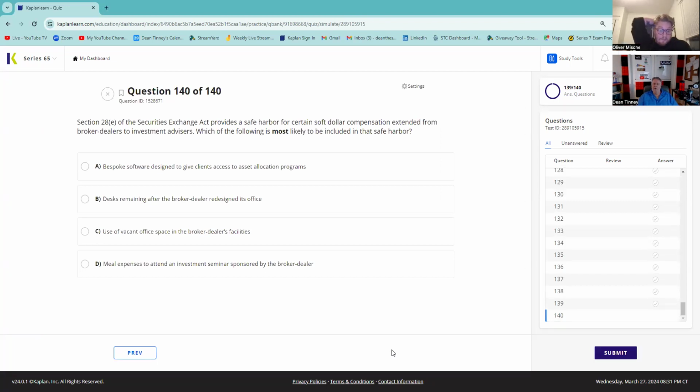SEC safe harbor soft dollar compensation, very testable. Which of them is most likely to be included in the safe harbor? One of the things the broker dealer can pay for, 3 of these things the broker dealer cannot pay for. A. Bespoke software to give clients asset... That looks pretty good. Desk remaining, furniture's out, office rent out, meal expenses. Yeah, that looks like the best answer. Good job. All right, submit.